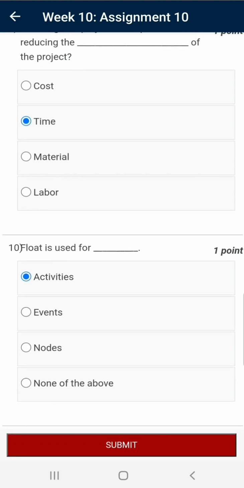Question number 10. Float is used for activities. For events, generally slack is used. Nodes represent the events, and hence the correct answer for question number 10 is activities.